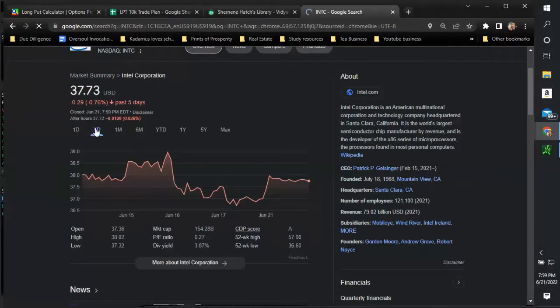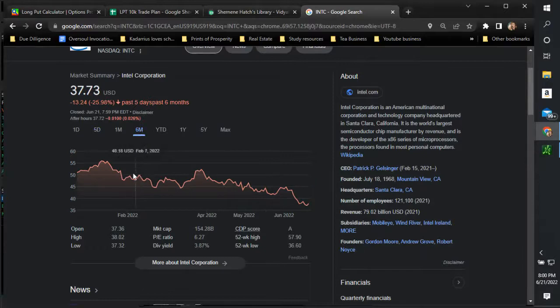So in the past 5 days, you want to go to the highest point. The highest point was 38.95, so I write that number down. That gives us a higher resistance point than what we just had from this cheat sheet, which was 37.85 within the past 5 days. And the lowest point was 37.16. So I'm writing those numbers down as support.